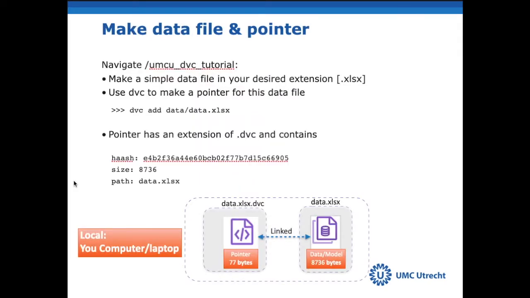The first step after that is, again, we are already in this directory. If you're not, navigate there. We're going to make a simple data file in our desired extension, for example xlsx, and we're going to use DVC to make a pointer for this data. I already told you about the concept of data and pointer. So we're going to make a very simple Excel file, put some data there, make the pointer to that Excel file, and keep track of the pointer.